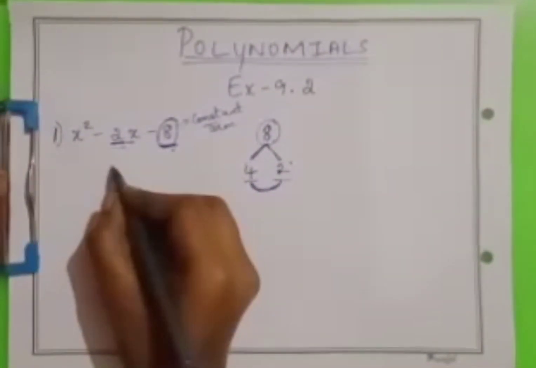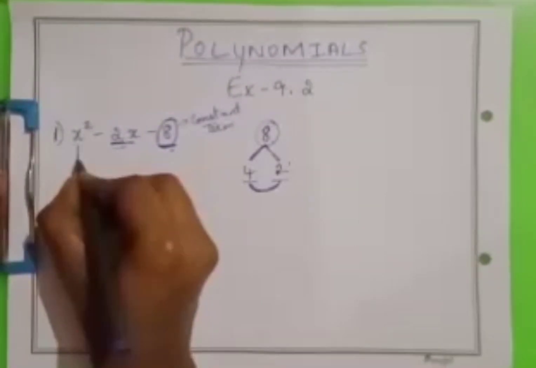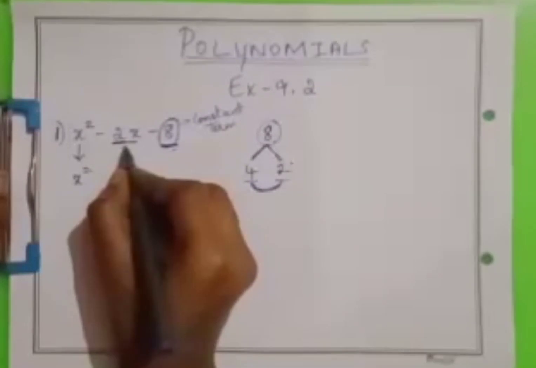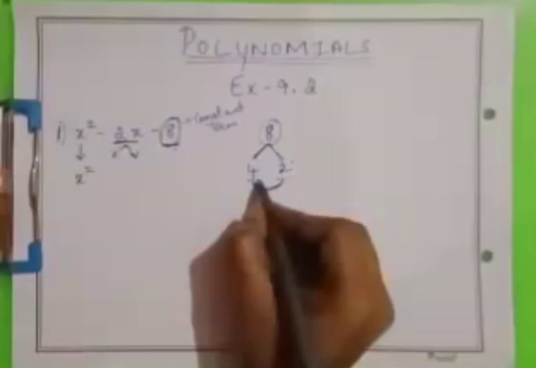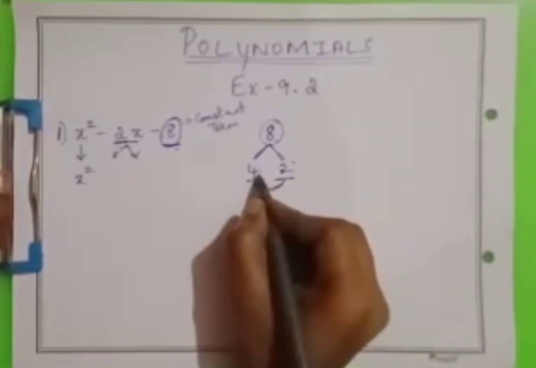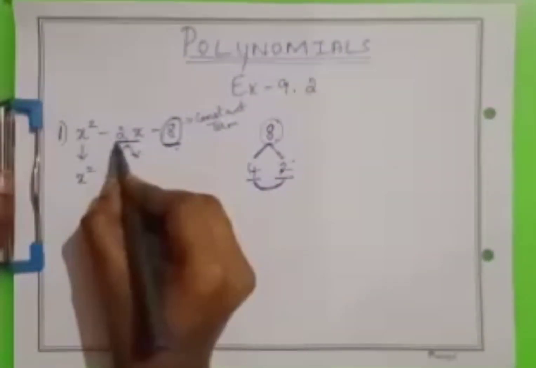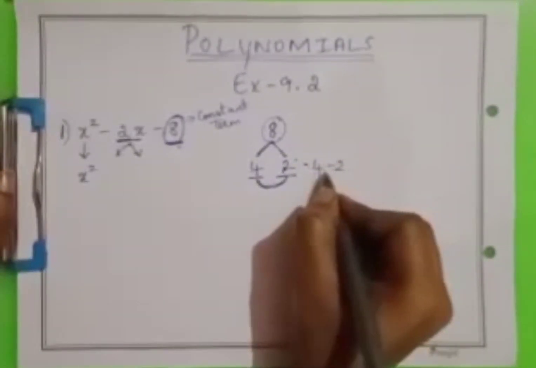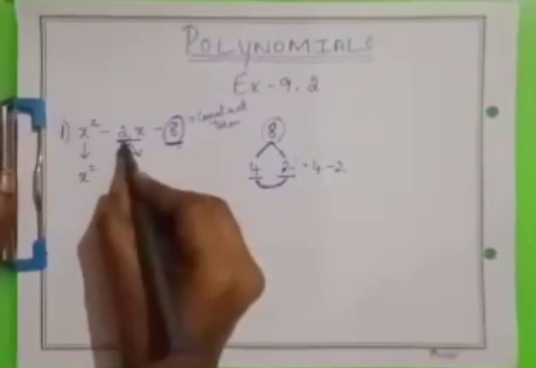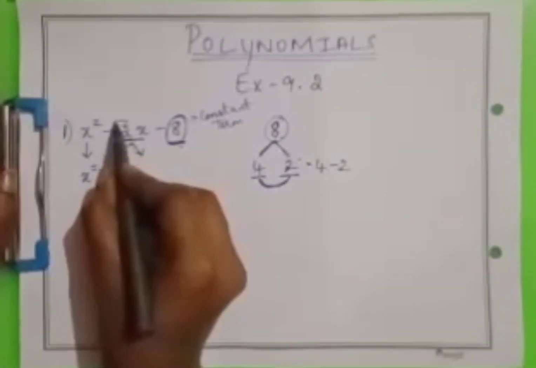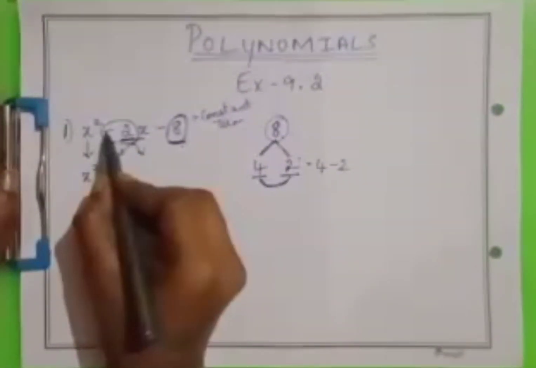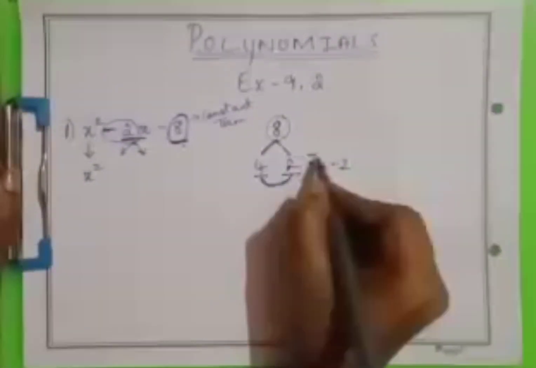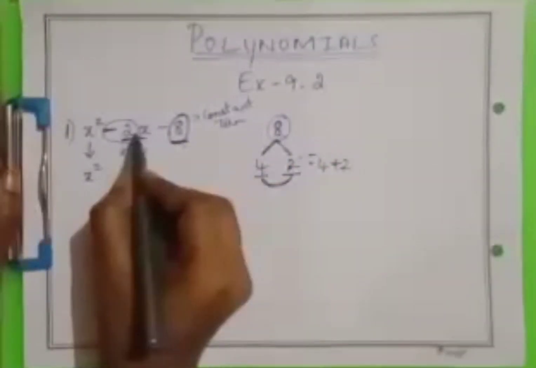So now let us solve the given question. The first term always remains as it is, x square. The middle term we are going to split into 4 and 2. In order to get 2 as our answer, we are supposed to subtract: when we subtract 4 and 2, we get 2. Our middle term has a minus sign, so the bigger number should have the sign minus and the smaller number plus, in order to get the answer as minus 2.